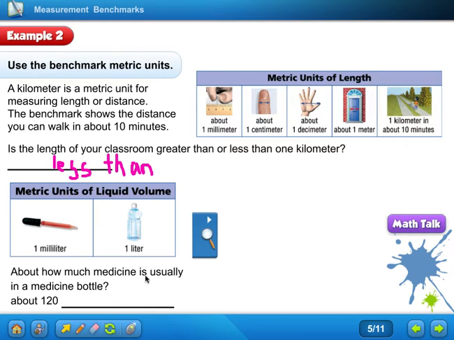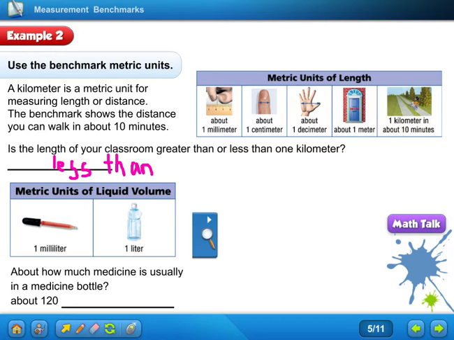So about how much medicine is usually in a medicine bottle? Like if you get sick and you have to take liquid medicine, how much medicine is in that? Would it be 120 milliliters or 120 liters? If you said milliliters, you are correct.